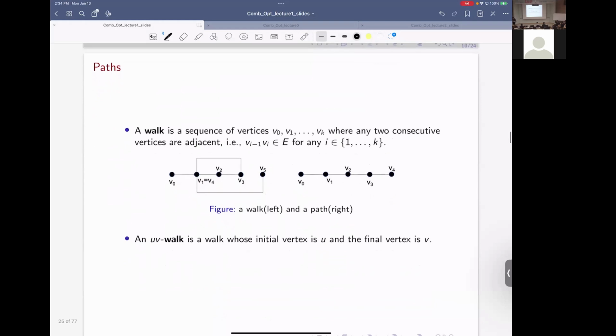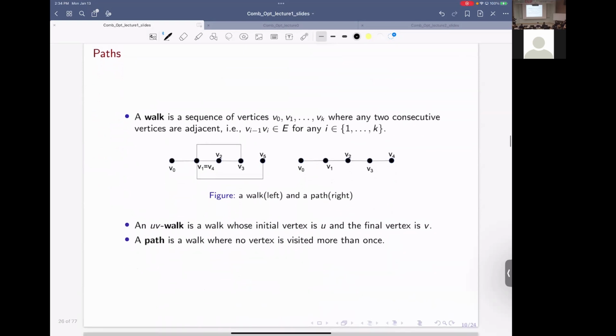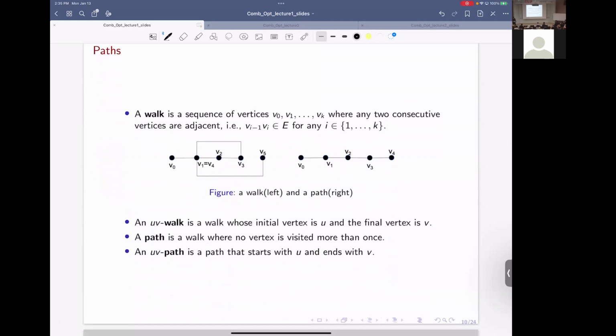Then what is a path? A UV walk: if you specify the first vertex and the last vertex, it's called a UV walk. It just means that you start from U and end with V. And a path is a walk, but you cannot repeat vertices. If you look at the second figure here, you go from V0 and move to the neighbors V1, V2, V3, V4. But the left one is not a path because you're repeating V1 and V4. And again, if you specify the start vertex and the last vertex, then you have a UV path.